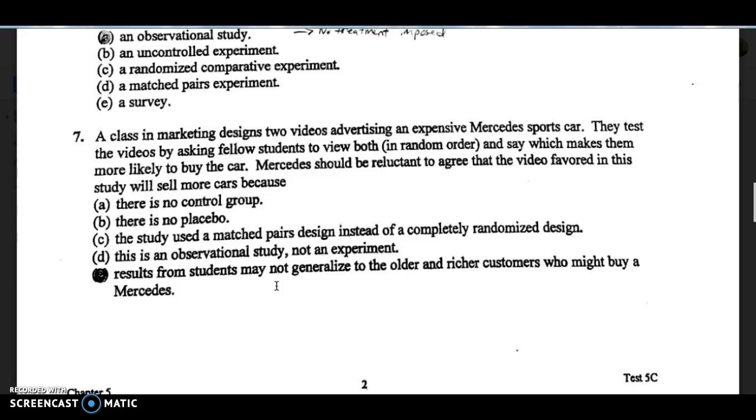I would argue for Mercedes that their target customer is an old rich person, because there's not very many kids who are going to be like, ooh, a Mercedes is the ultimate car for me to get. So just because they like that commercial as a young kid doesn't necessarily mean the target audience, which would be older and richer people, would also like the advertisement.